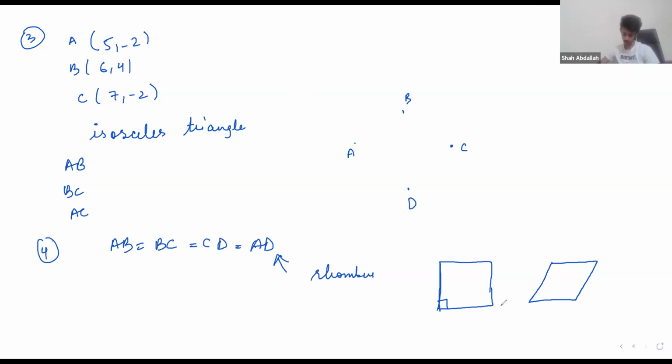You cannot find out? Yes, we can, Abdullah. See here, in a square, the diagonals are of equal length. And in a rhombus, see here, this diagonal is obviously smaller, because these two vertices are closer and this one is larger. So if the diagonals are also coming out to be equal, then you can say it is a square.